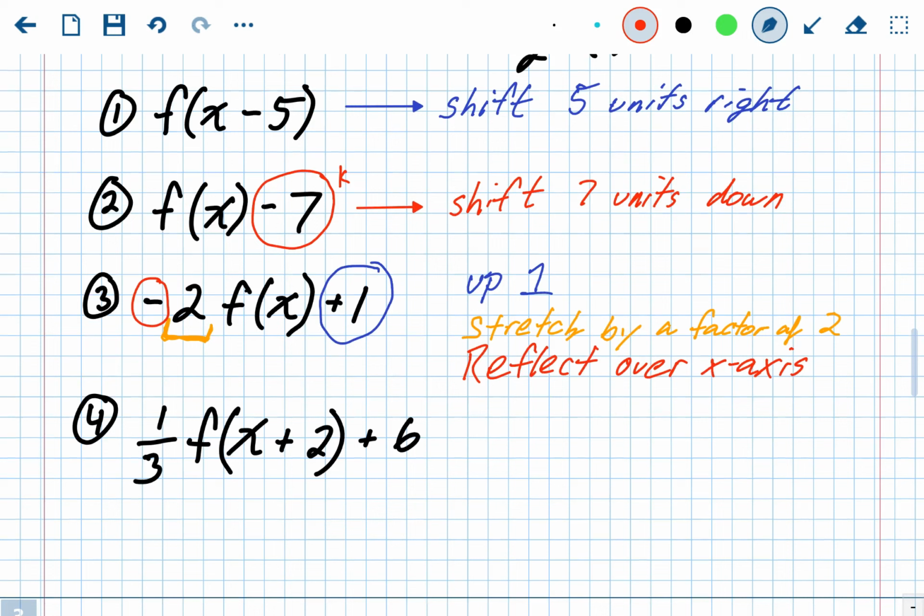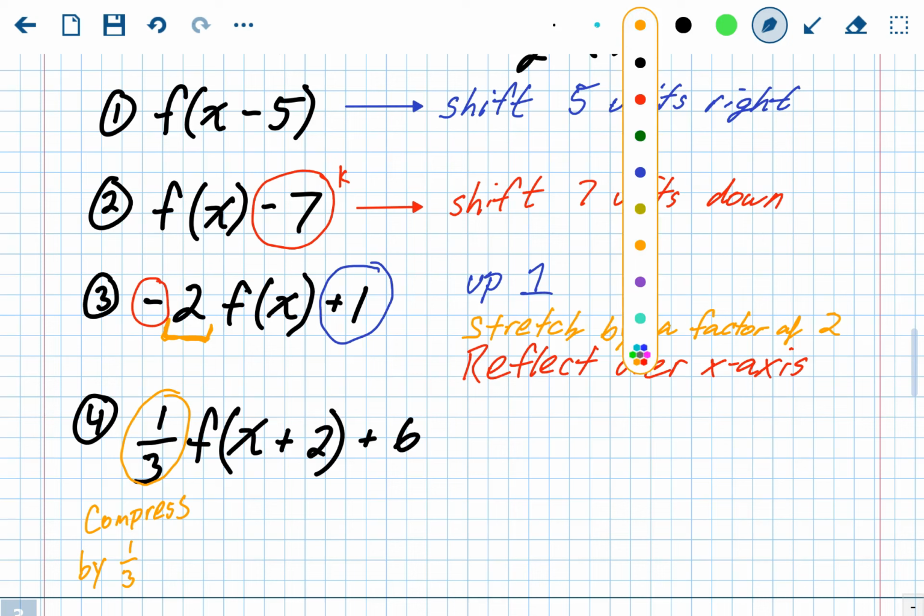All right, and this last one also has 3. The 1/3 out front is less than 1. So that means it's going to be a compression by a factor of 1/3. So your graph is going to be 1/3 of the original size, vertically. The +2 on the inside means left 2 units.